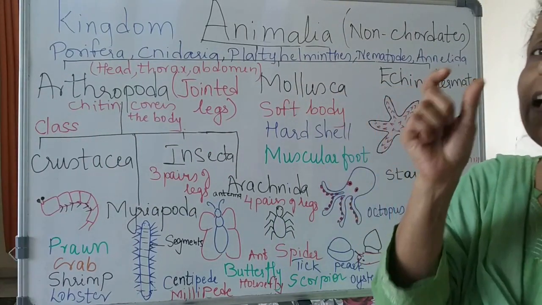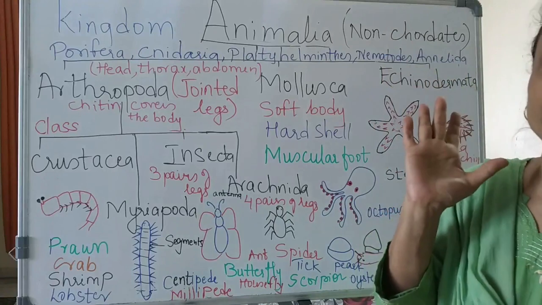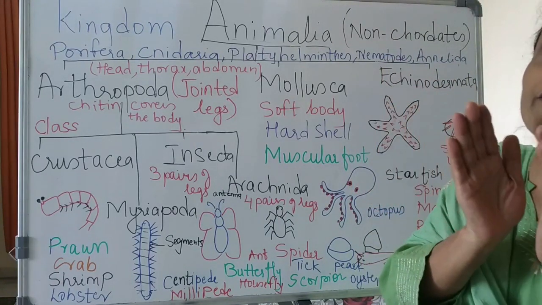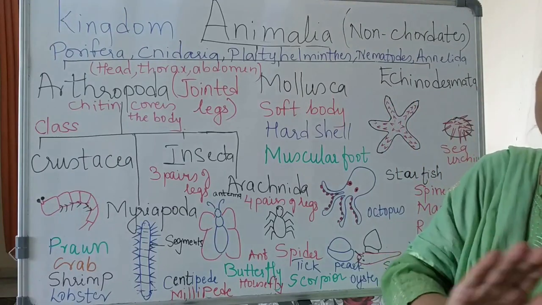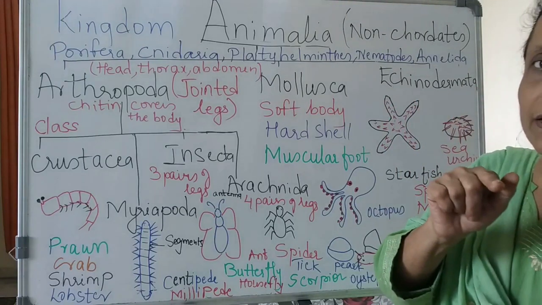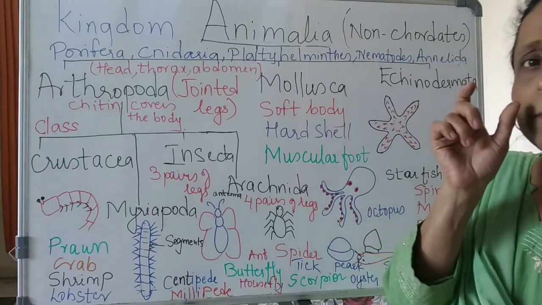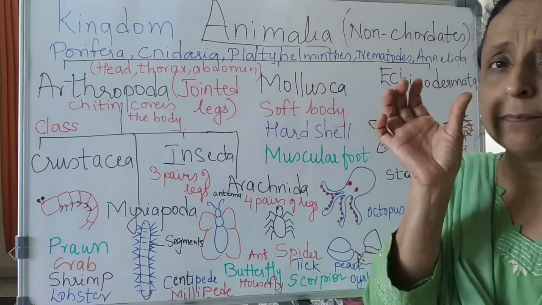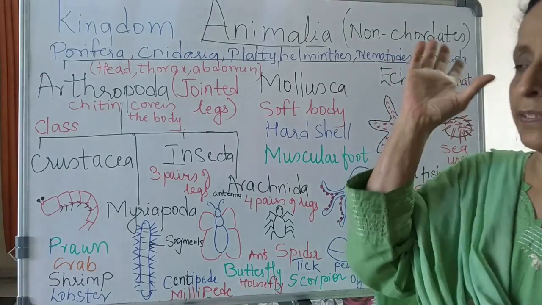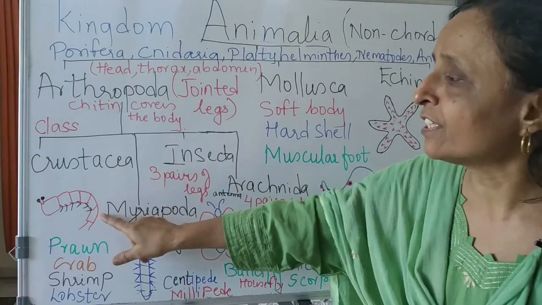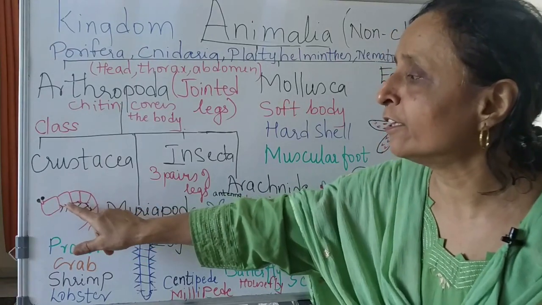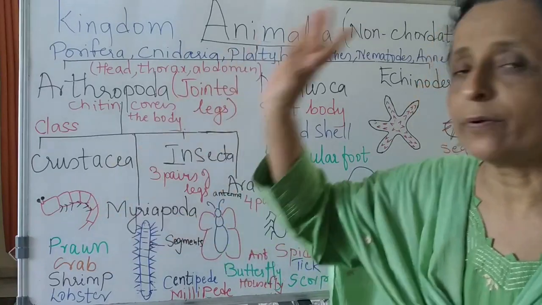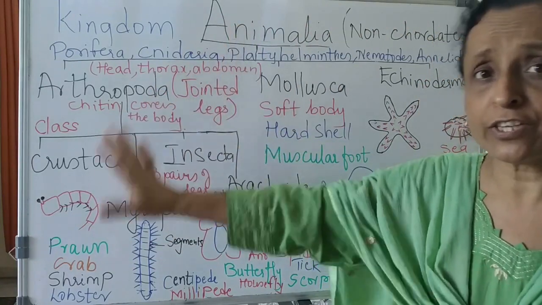So, here, if you have seen prawn, here the head and thorax, they are fused. You cannot differentiate between the head and thorax. They are fused. Rest the abdomen, you can see it is a little bit curved. Fused means they have become one. So here in crustacea, you will see that the head and thorax have fused, and the rest of the structure is abdomen.